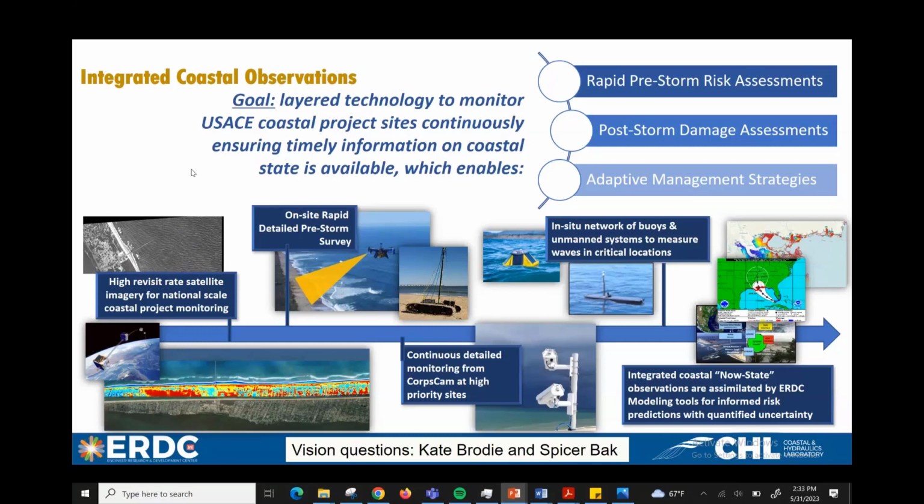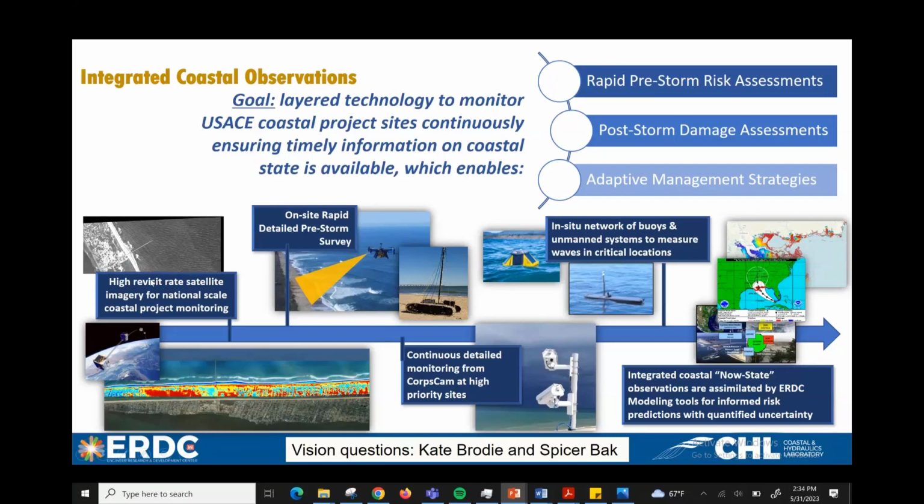So this slide is just summarizing part of the comprehensive water risk management SFA, or strategic focus area. And within that CWRM SFA, there is a work package called the Open Coast Physical Processes. And one focus of that is to develop national scale integrated observation capabilities.